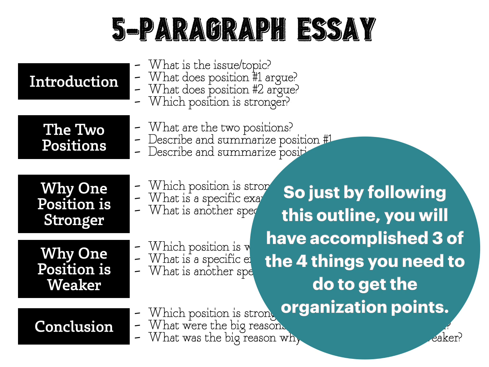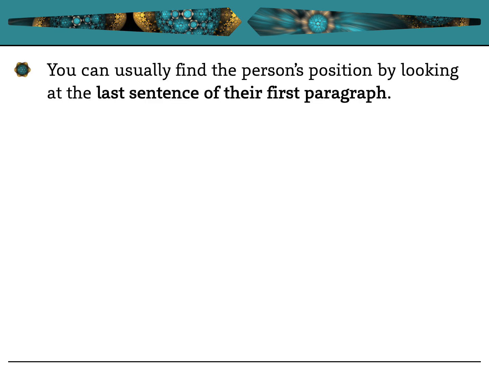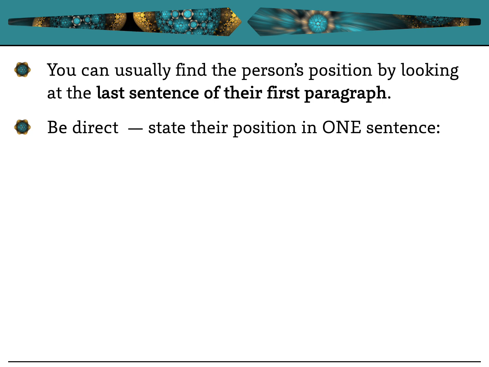Now, you're probably wondering, how exactly do I say what someone's position is? That might not be something that you're accustomed to doing, especially if you've been out of school for a while. So, first of all, you got to find what the person's position is, right? You can usually find the person's position by looking at the last sentence of their first paragraph. And we're going to look at a couple of examples in just a minute, and I'll show you how you do this. So you find their position, and then you want to be very direct, state their position in 1 sentence in your essay.